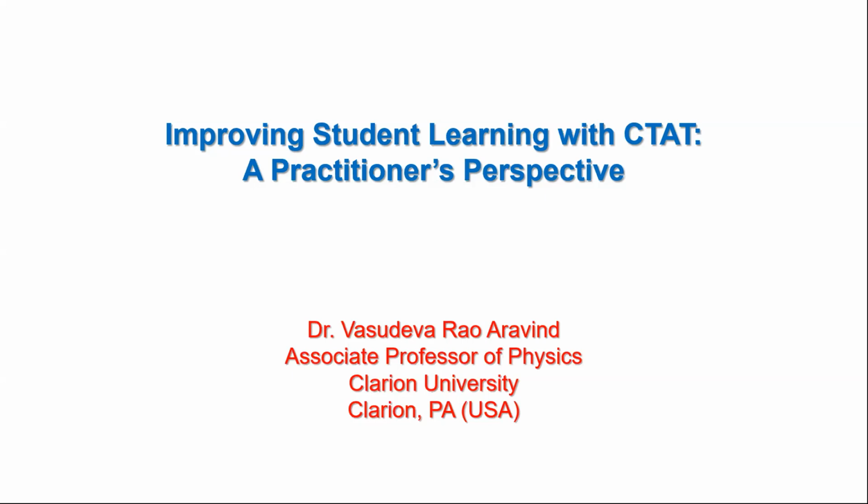So a little background about Clarion University before we start. We are located about 80 miles north of Pittsburgh, not far from CMU. And we are one of the Pennsylvania state's 14 school system. The state of Pennsylvania, under its Pennsylvania State System of Higher Education, has 14 universities, and Clarion University is one of them. And we have about 6,000 students or so, including online students.